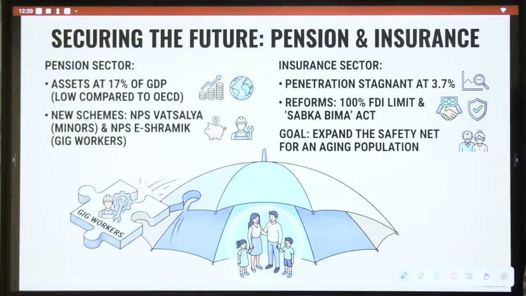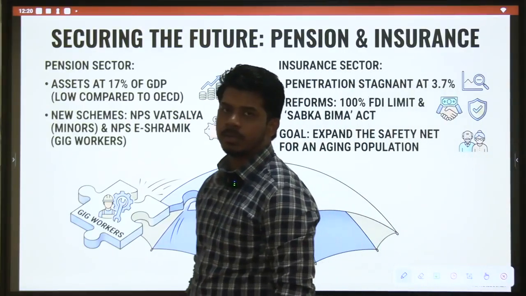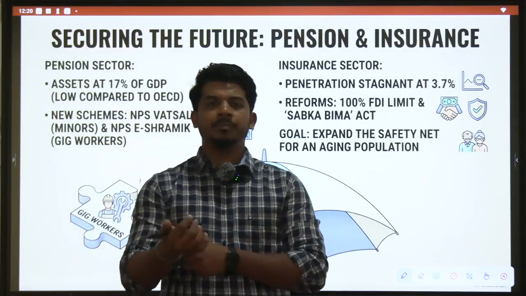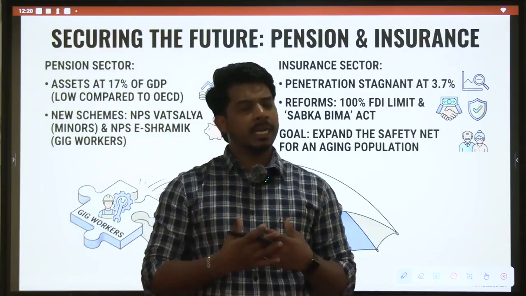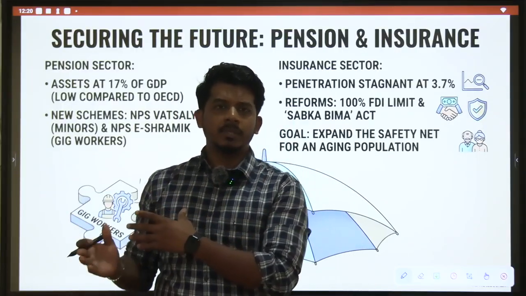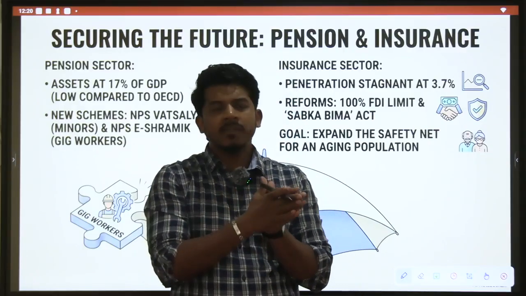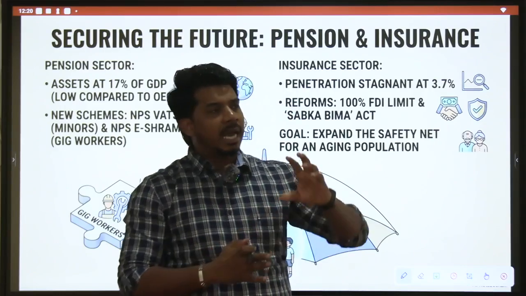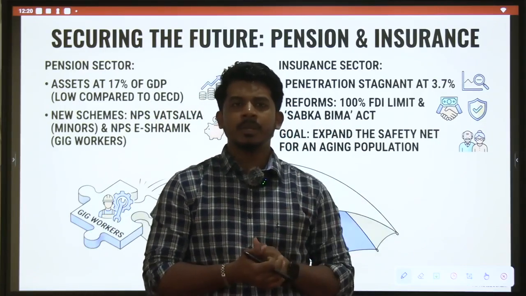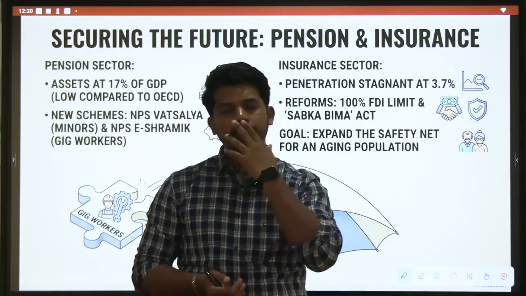Now, securing the future: pension and insurance. So the pension sector and insurance sector are also part of the financial system, because see what a pension system is. I am an employee, any kind of person working in private or government. I can work only till a certain age, which is usually seen as 60 years retirement age. So after 60 years I need some financial security. So what will I do? I will save some money every year, so that in future I can get this as pension.